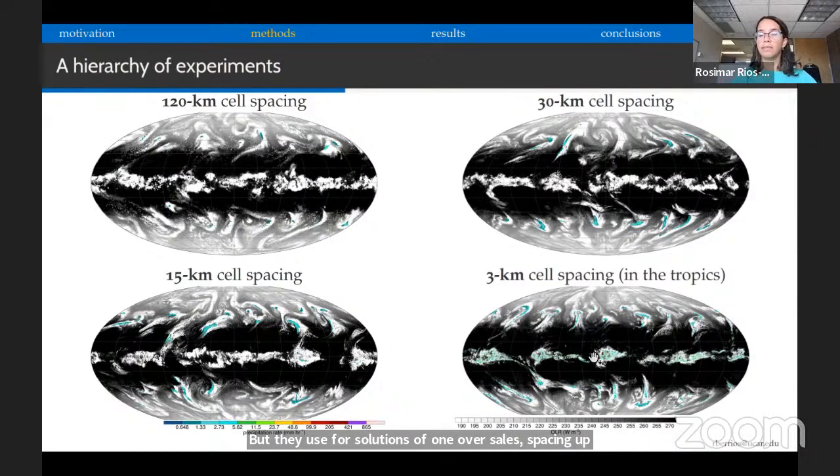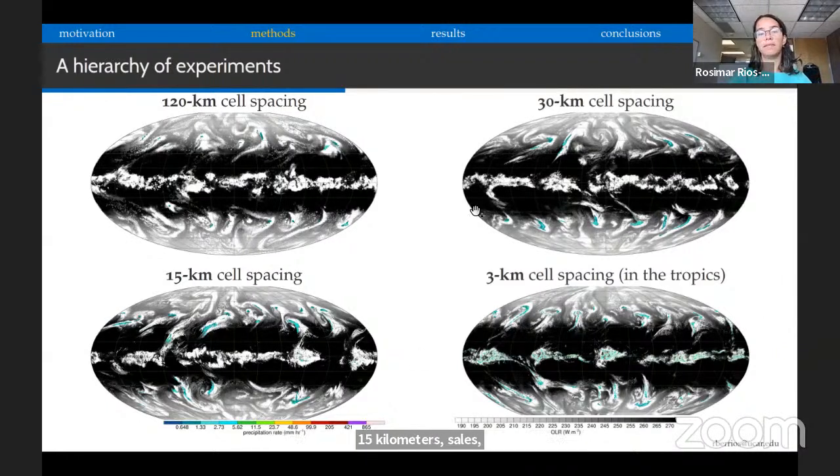And then for the 4th simulation, we use the grid refinement capability of MPAS to give us convection permitting resolution where we want it, which is in the tropics between 20 south to 20 north. And then outside the tropics, it smoothly transitions to 15 kilometers cell spacing.